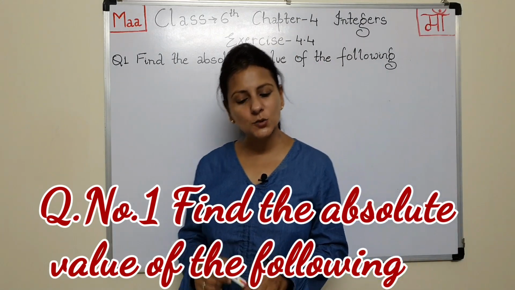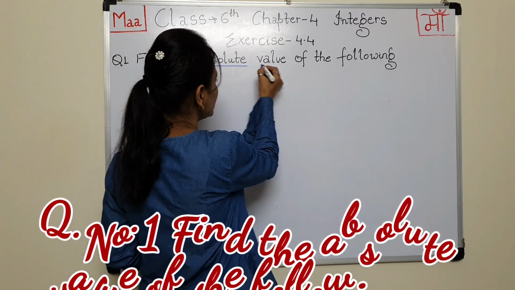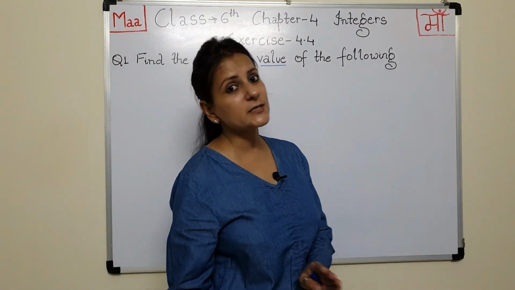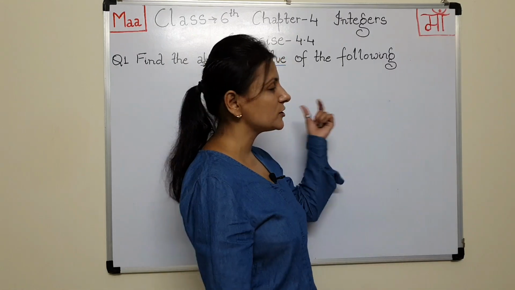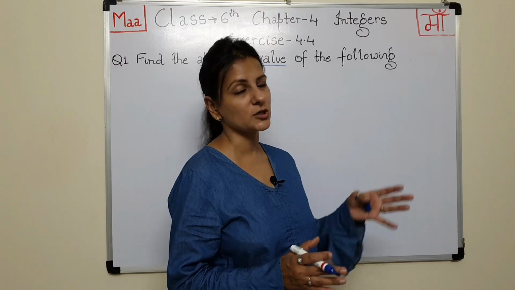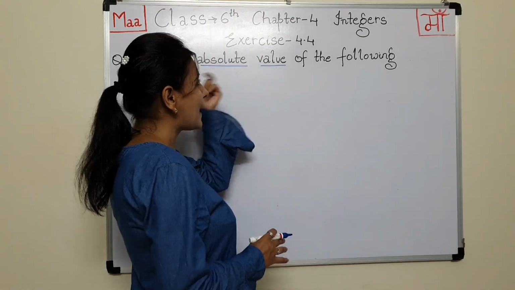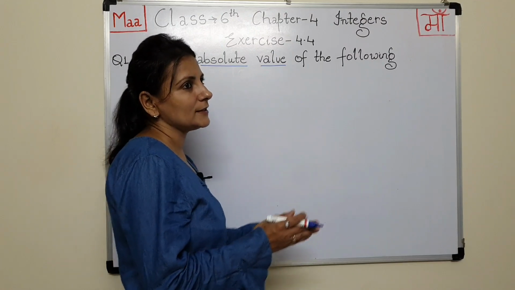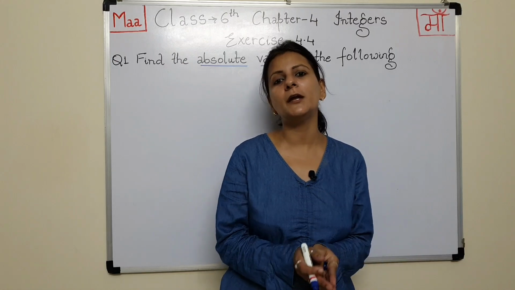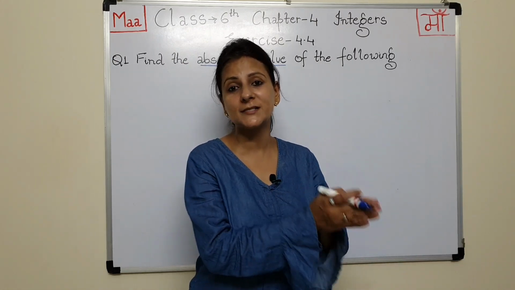Now this word is totally new for you all, absolute value. Now what is the absolute value? See, this question is the simplest question of this exercise. ये question इस exercise का और इस पूरे chapter का सबसे simplest question है. बस एक बार आप समझ लीजिए, then you will find it very easy. Absolute value is basically the numerical value of the given integer. जो भी given integer होते हैं उसकी numerical value होती है irrespective of its sign.